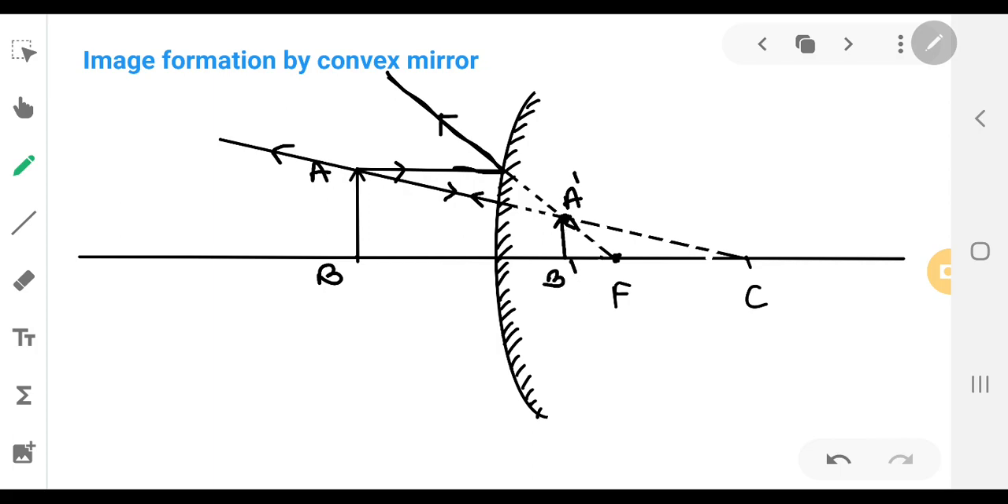Here is the image A dash, B dash. Now we'll write the image and object.